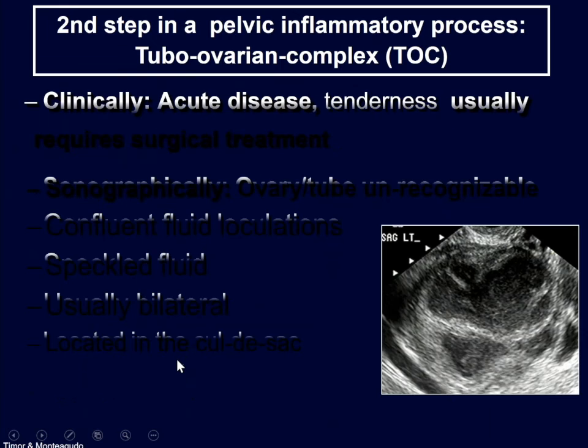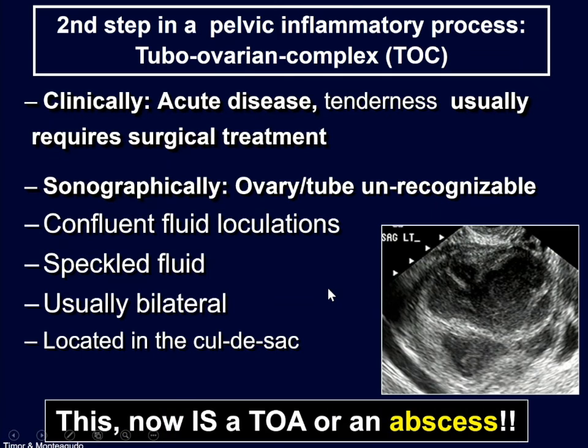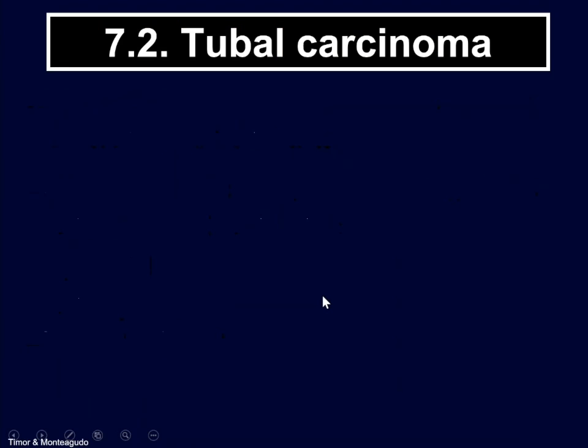When it is a tubo-ovarian abscess, then you will not be able to recognize anymore the features of the tube and the ovary. They have speckled fluid, they're usually bilateral, they are located in the cul-de-sac. This is now a tubo-ovarian abscess, and don't call it tubo-ovarian complex when it's not yet an abscess.